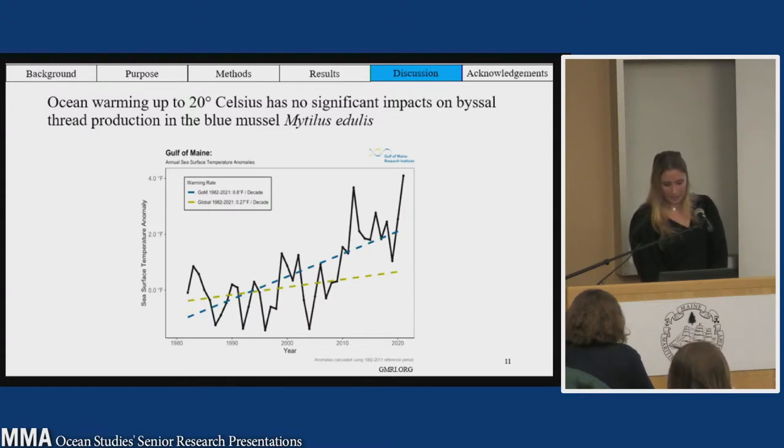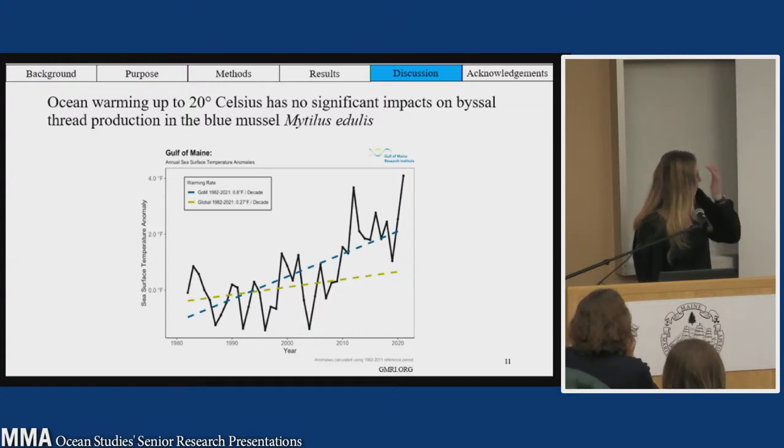In 2006, and Young in 1983 all showed that byssal thread production is lowest in the fall and winter and that they are highest in the spring and summer. It's also been shown that mussels can adapt their tolerance throughout the year. So because of the warming and the marine heat waves that the Gulf of Maine has experienced, as we can see in this graph up on the screen, that temperatures have been increasing over the years, it's possible that they've already adapted to these warm temperatures.